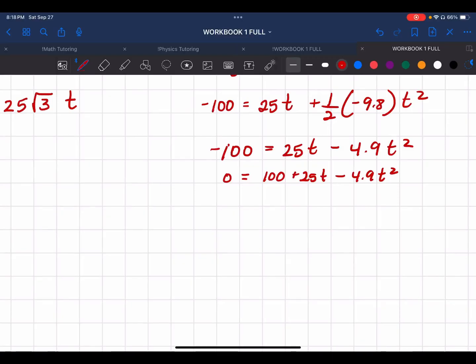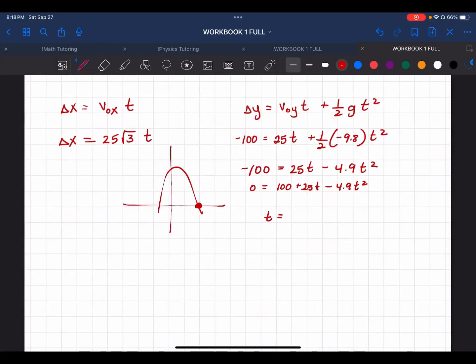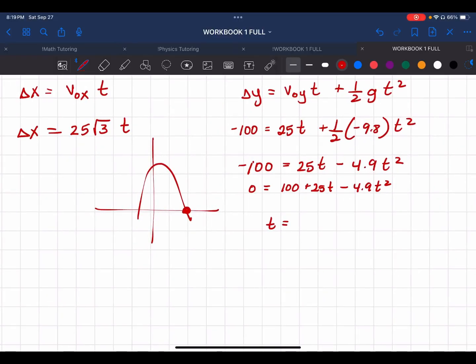You can use any way to solve quadratics. I'll give you a second. That's 25, 100, and then what am I getting? You can also graph it on whatever, and you're just going to give me the positive one. It's going to be 7.74, sorry.